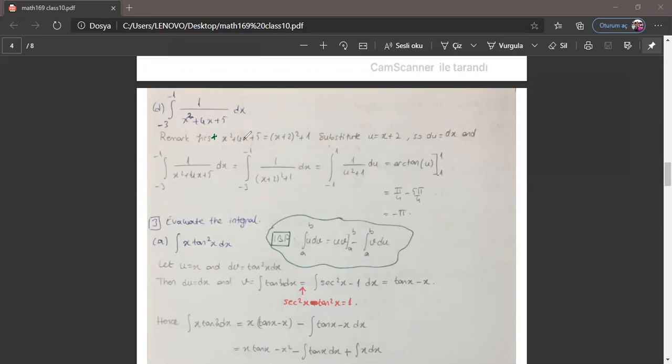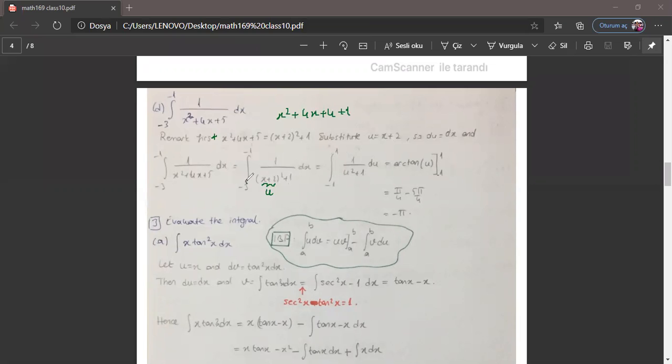So we rewrite this denominator in this form, right? If you compute this, you'll get x squared plus 4x plus 4 plus 1. So you have exactly this. Now we substitute x plus 2 equals u and differentiate and get du equals dx. So for this part, we have exactly this. So we said x plus 2 equals u. So we have u squared plus 1, right, in the denominator.